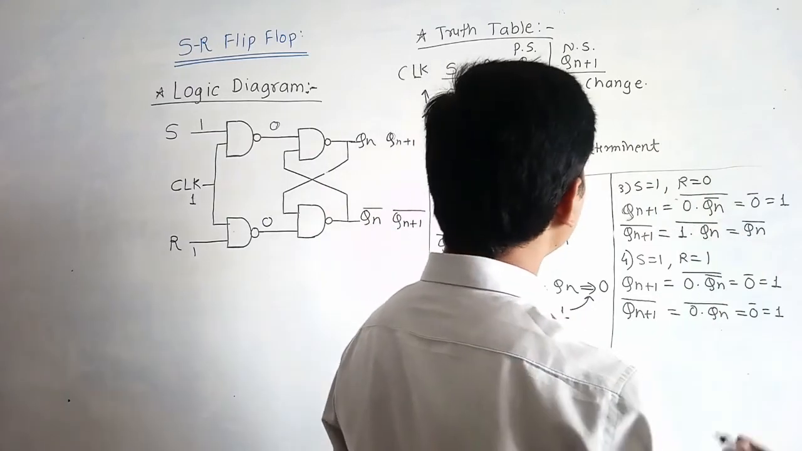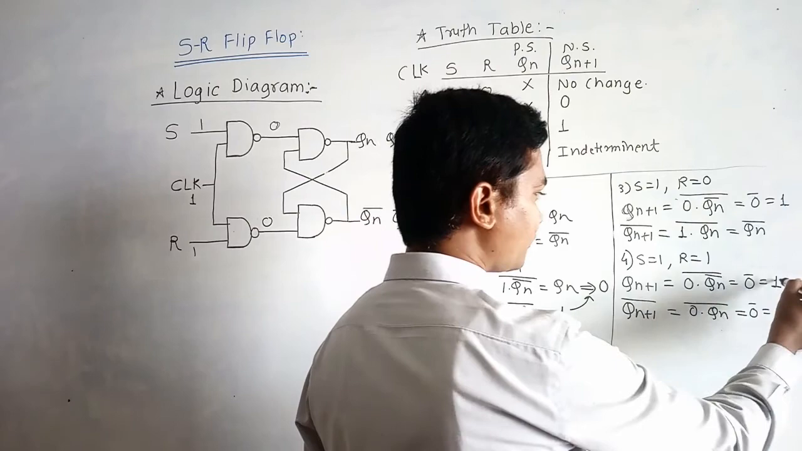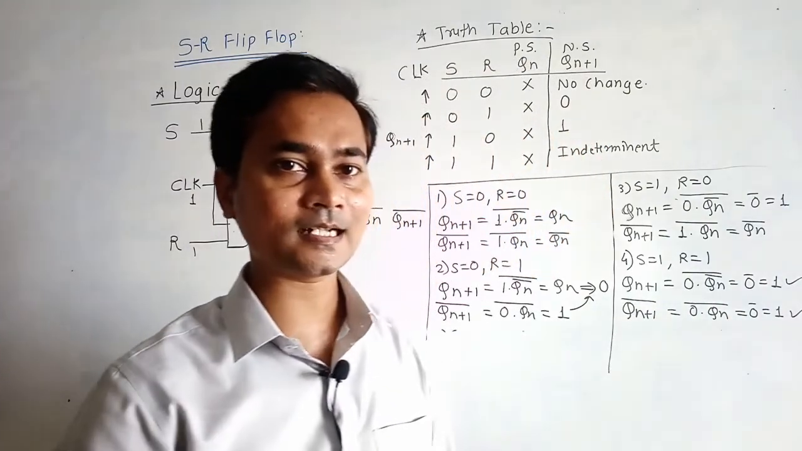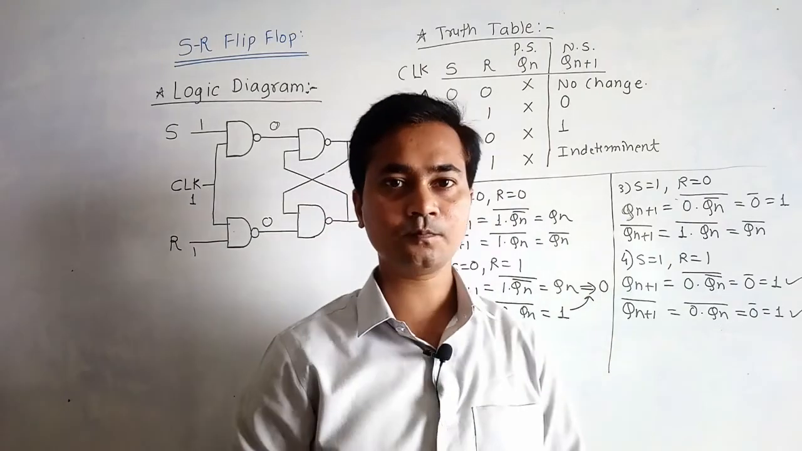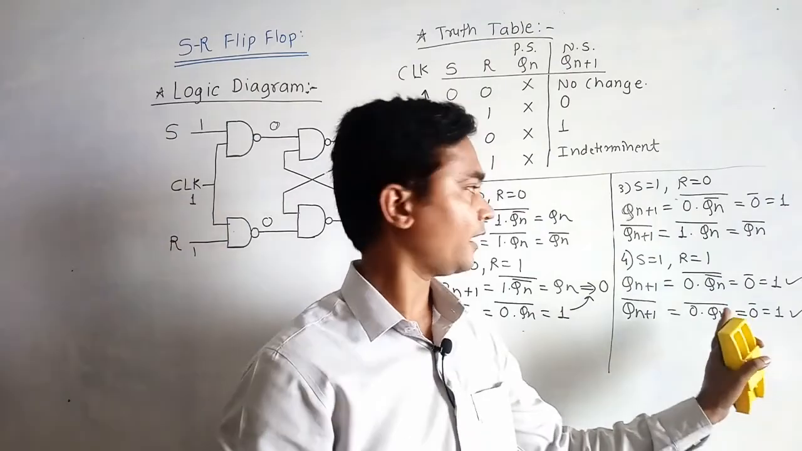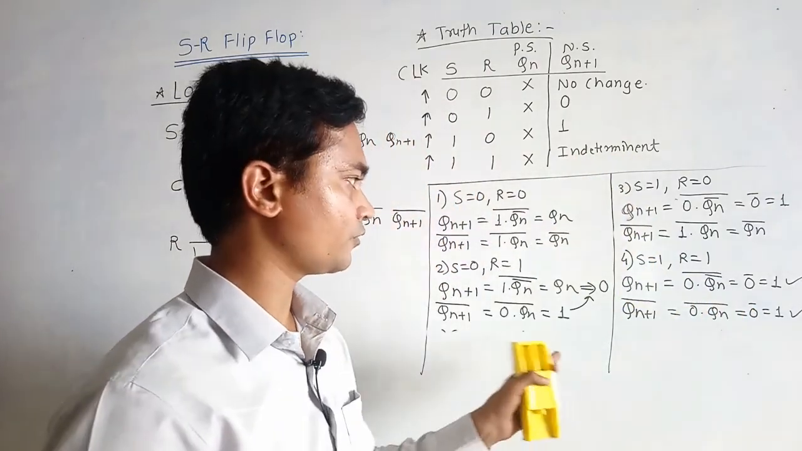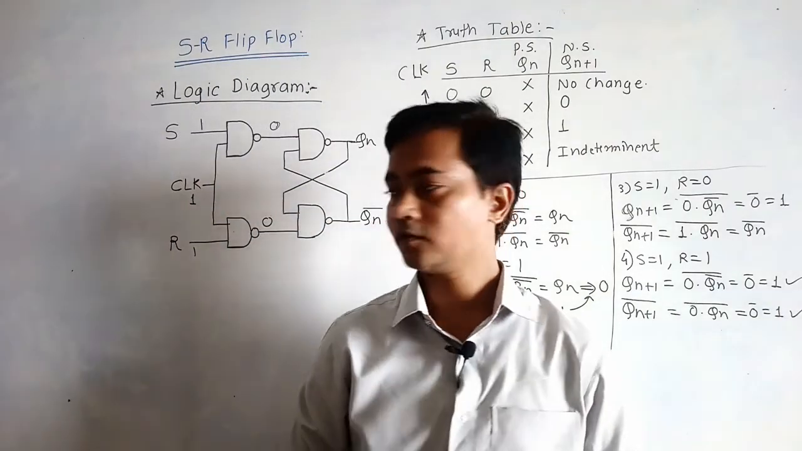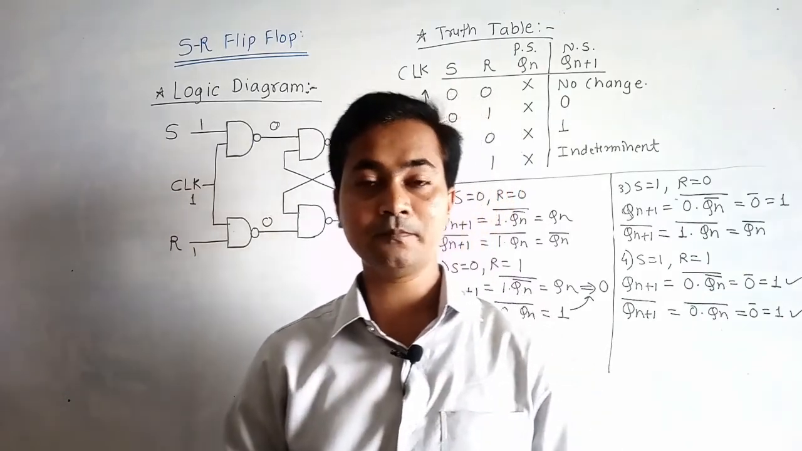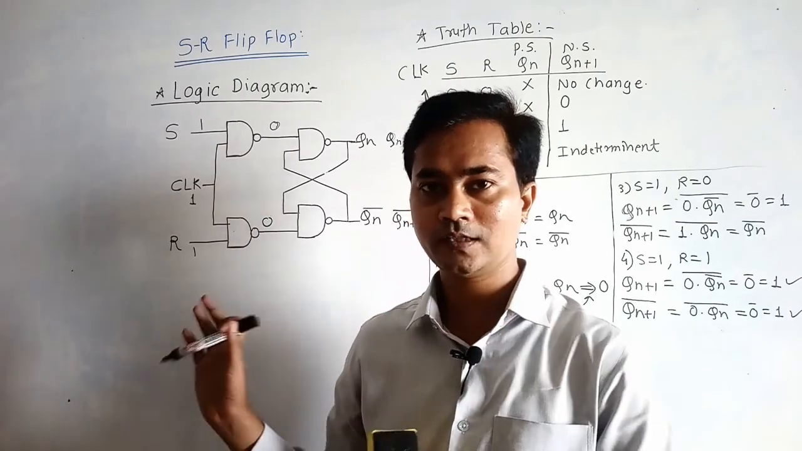Indeterminate, because both Qn+1 and Qn+1 bar are 1, 1. Okay, but in case of SR flip-flop or SR latch, the outputs should be complementary of each other, but this is not possible theoretically here. So that's why this state is called indeterminate. Okay, so I hope you understood this SR flip-flop. In SR flip-flop we use the clock signal, that is the main signal to change the output state.